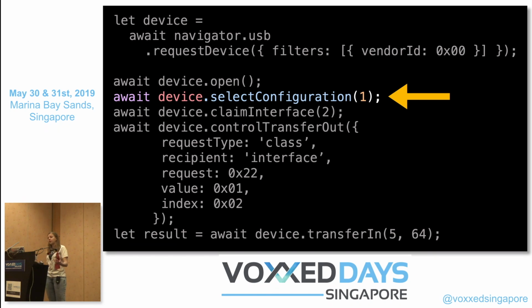So an example of a device that has multiple configurations is your phone. And that's how your phone knows whether it's plugged into your computer or into the mains directly, because a different configuration is enabled.